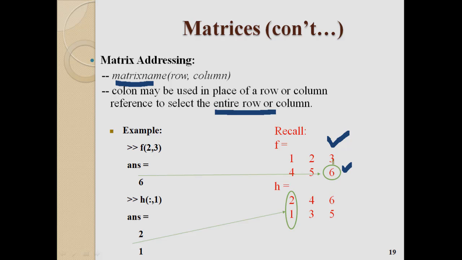Now H(:,1). So now it will take every row, because we have given a colon in the row reference to select the entire row, and it will take the first column. So the answer will be the element of the first column of every row.